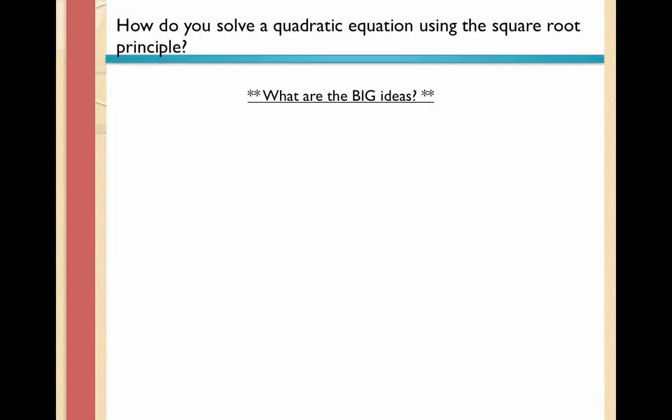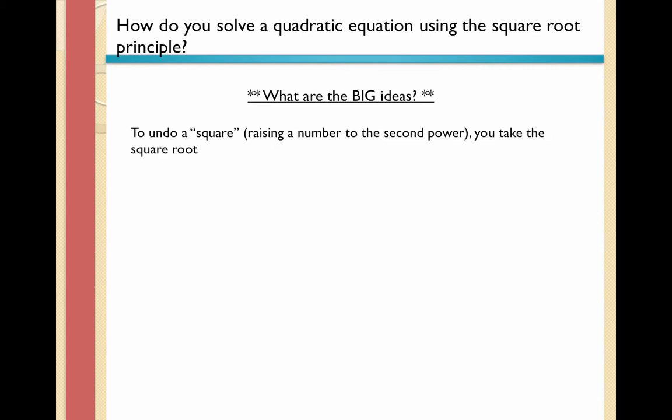How do you solve a quadratic equation using the square root principle? So what are the big ideas to keep in mind? First of all, to undo a square, and square, remember, means raising a number to the second power, you take the square root. So the square root of x squared is equal to plus or minus x.